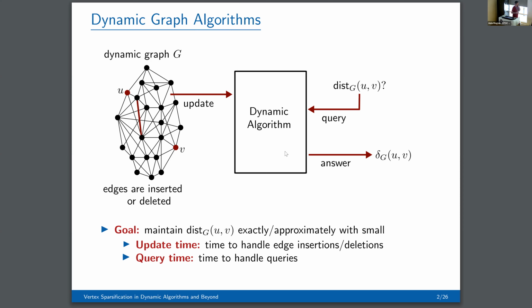And there are two things that we really care about. One, obviously, is the approximation guarantee, how good the solution is that you're putting out. And two other quantities that we really care about is the update time. What is the time to handle these edge insertions and deletions? And the query time, what is the time to answer this query that the user is asking?